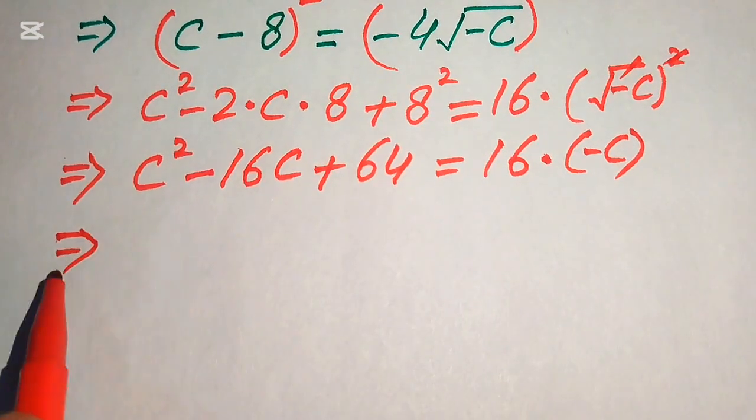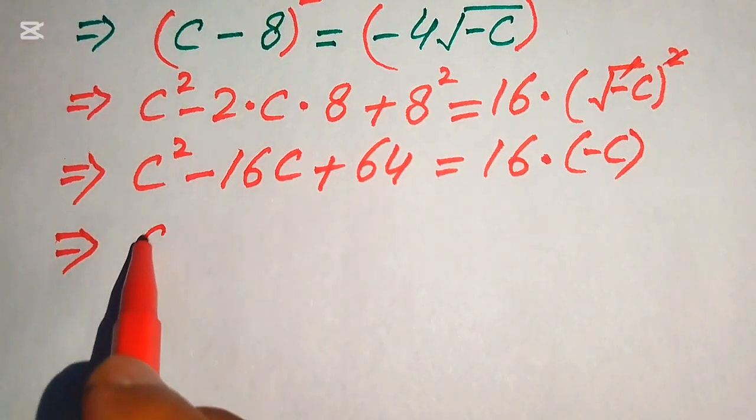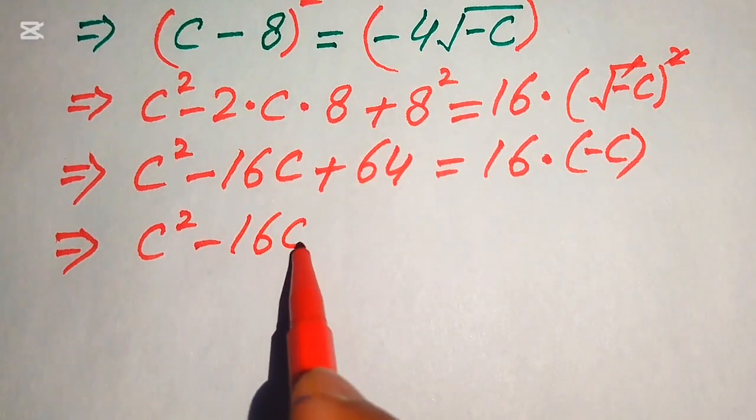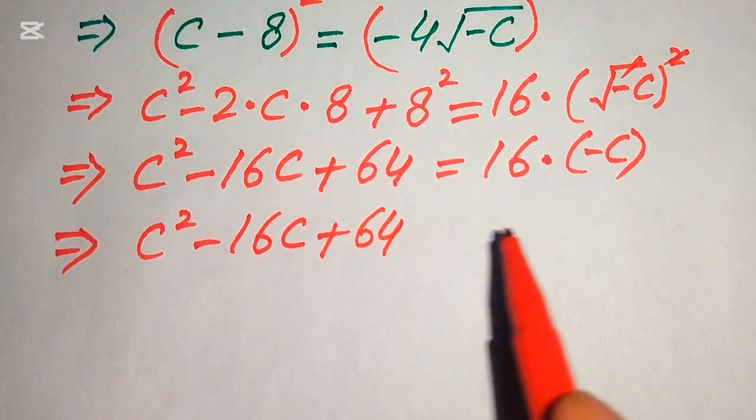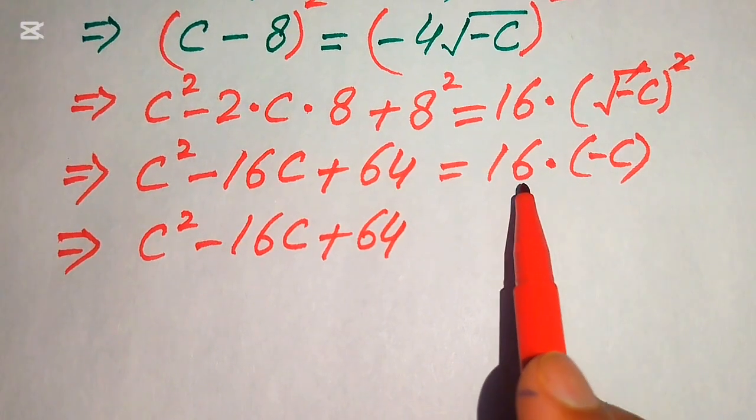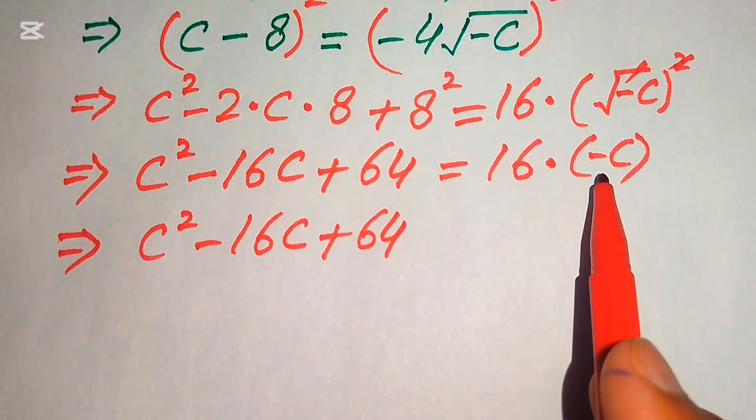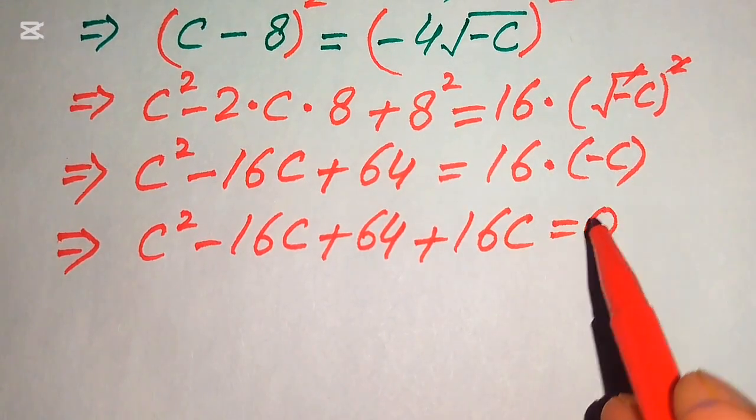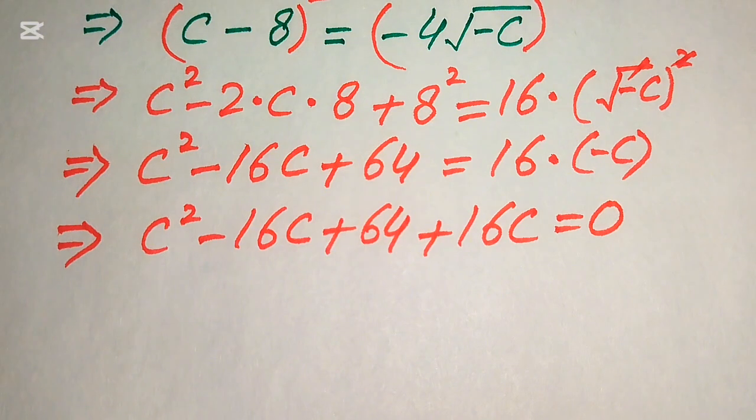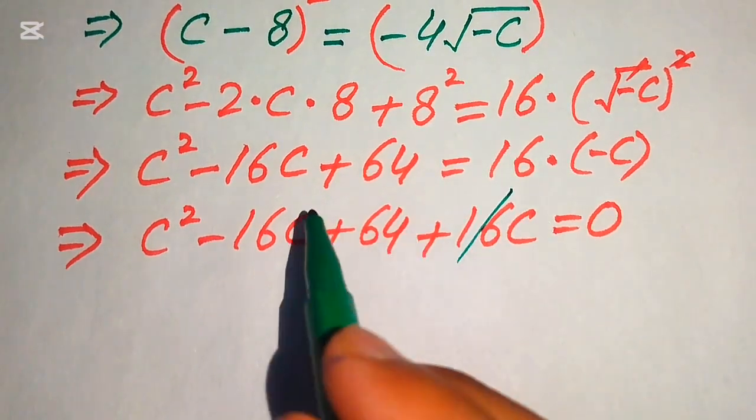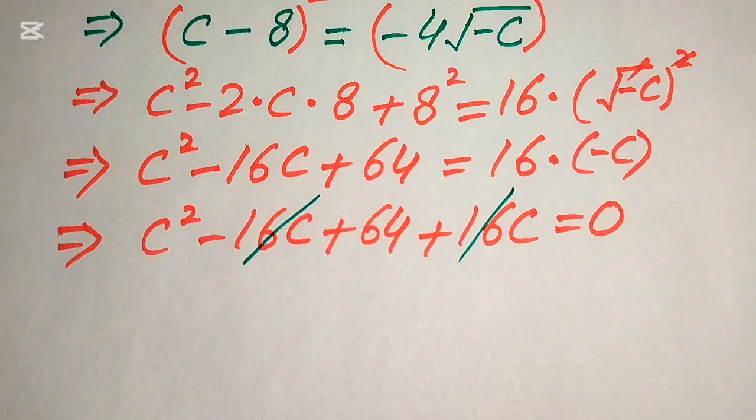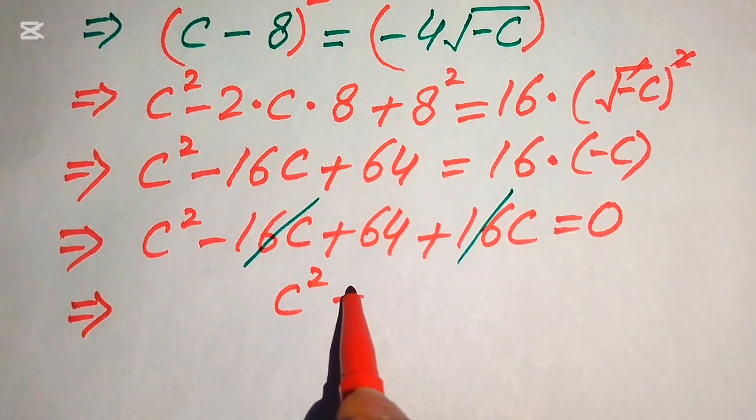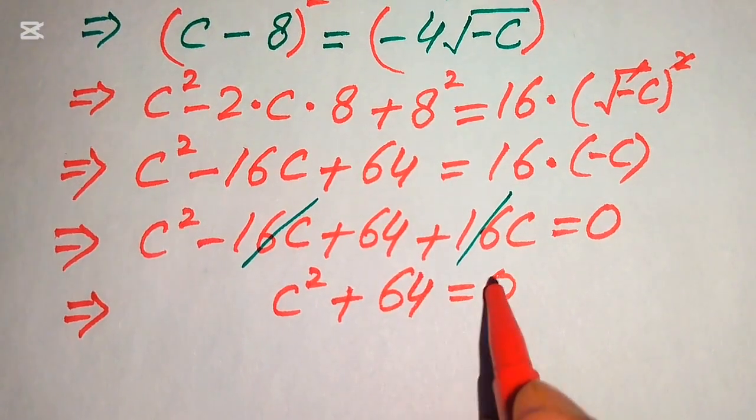And further in the next step we move the terms from the right hand side to the left hand side, and it will be written as c square minus 16c plus 64. And when we move this, 16 times minus c becomes minus 16c, we move this term to the left hand side and it becomes plus 16c, and this whole equation equals 0. And now in the next step you see here, the positive and negative terms are gone, and we obtain here the remaining values in the left hand side. We get c square plus 64 equals 0.